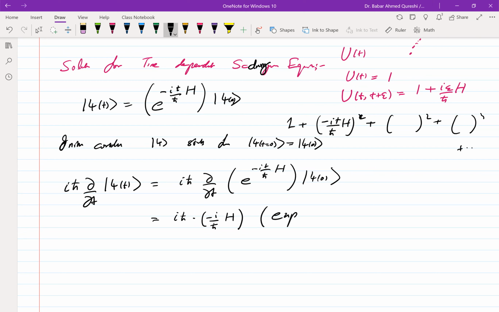And since h commutes with itself, it doesn't matter, you can write it here. This formula only works if the operators over here all commute with themselves. There's only one operator, there's no plus over here. So this just works. Iota minus iota gives you 1, h bar cancels. So this is h, and this is just psi of t.